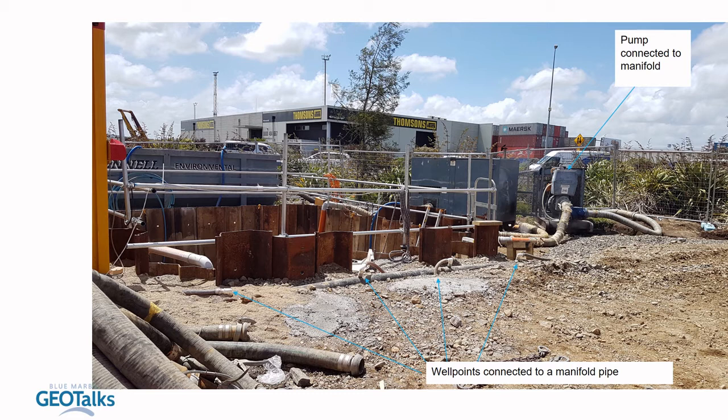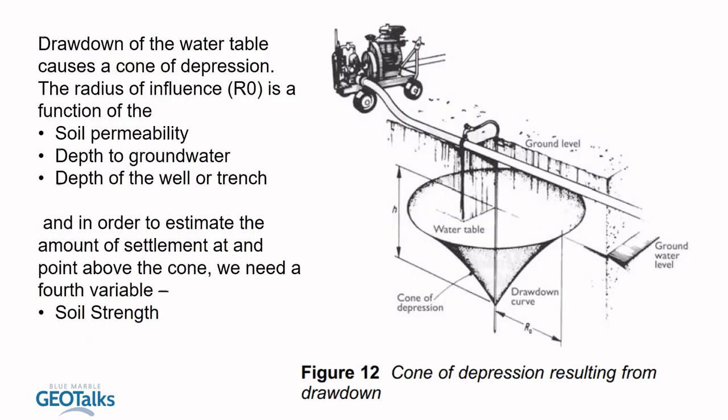So before dewatering operations can go ahead, it is necessary to understand the effects on the surrounding structures so that operations can be modified to minimize those effects. Often this is done through the formal planning or consenting process. The shape of the cone of depression is a function of three variables: soil permeability, depth to groundwater, and the depth of the well or trench. And there's a simplified formula for calculating the width of the cone, which is useful as a first pass assessment.